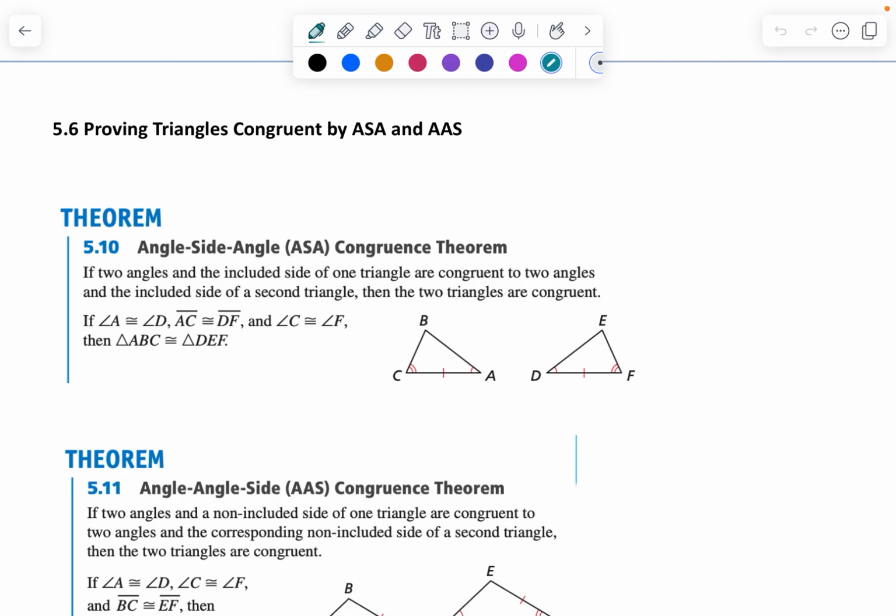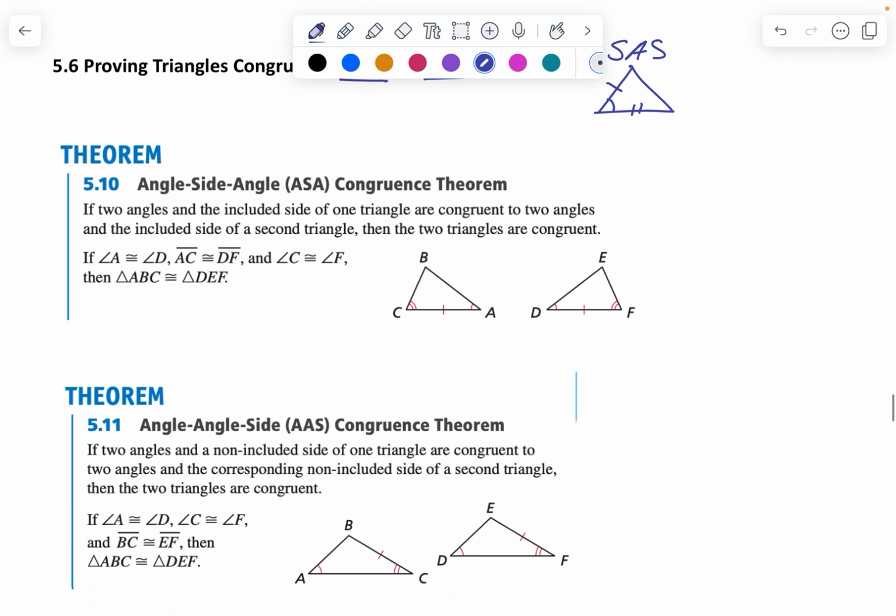All right, today we are going to learn our last two ways to prove triangles congruent. And as you can see on the top here, they are ASA and AAS. And just like SAS, remember SAS was very specific. And in that triangle, it had to be side, included angle, side. And so same thing here. For all of these, it's very specific. It's got to be all in a row.